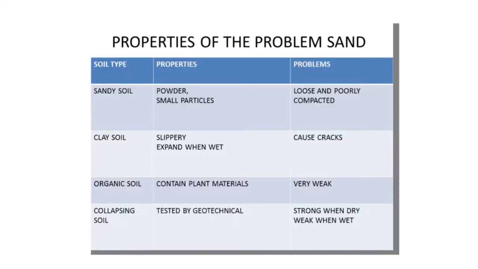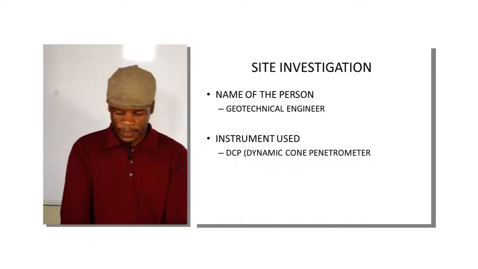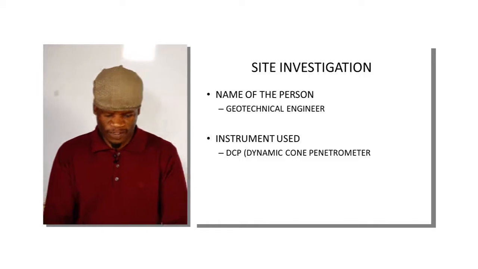Then just to wrap it up, you have the properties of those types of soil. The sandy soil is powdery and loose, and the clay is a little bit slippery and expands, but it causes cracks. We have the organic soil, which has plant materials within it, and it is very weak in carrying the structure. Then the collapsing soil needs to be tested by the geotechnical engineer so that you can check whether it is strong or not, but when it absorbs water, it's going to be weak. Then the last thing that we said we are going to look at is the site investigation.